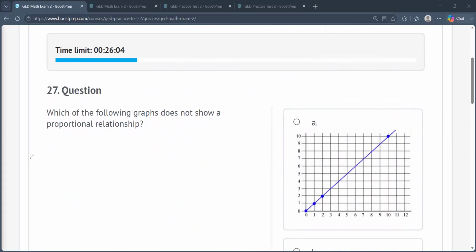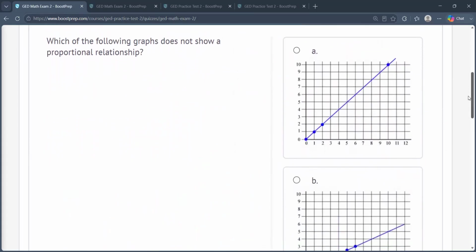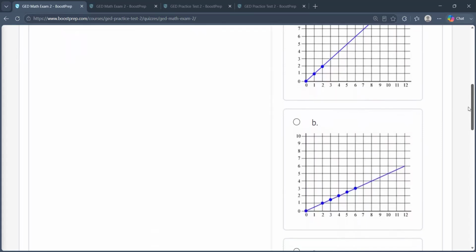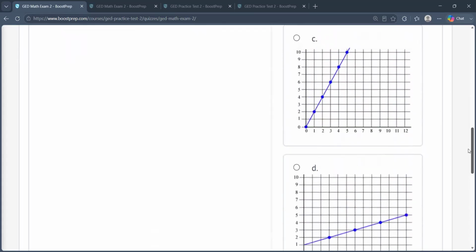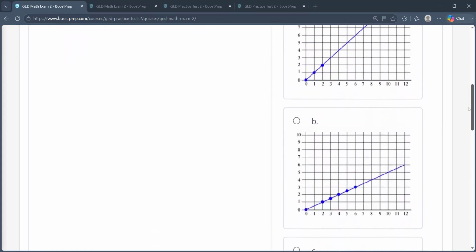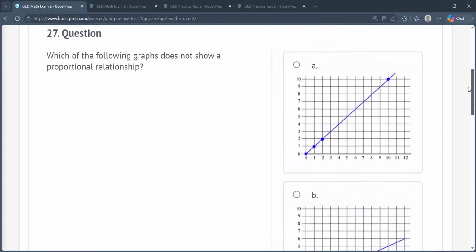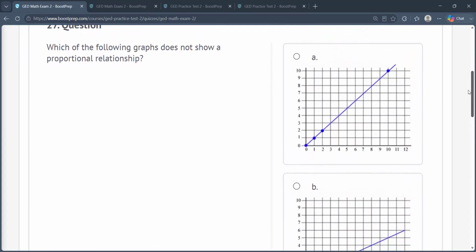Number 27 says, which of the following graphs does not show a proportional relationship? So look at all our graphs. They're all linear. When I first thought about this, I figured, aren't they all proportional because they're linear, or they must have the same slope? But it's actually neither. Yes, they're all linear, but that doesn't mean they're proportional. And they all have a constant slope, but that doesn't mean it's proportional.